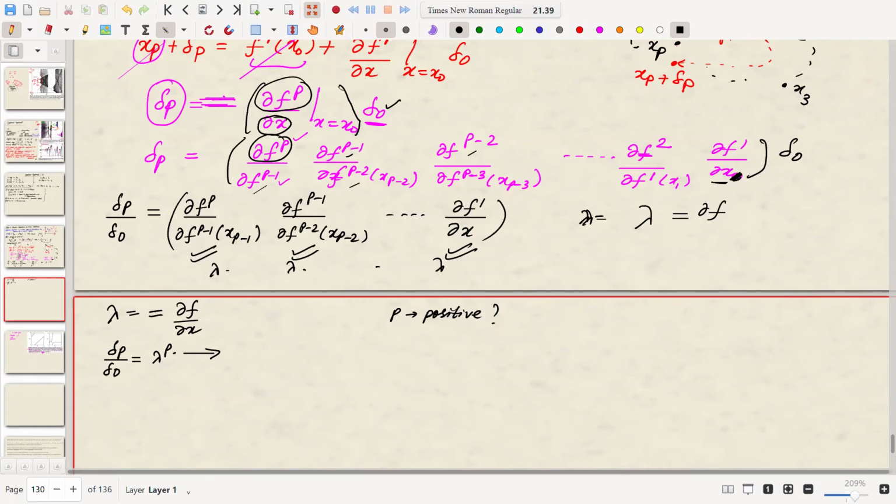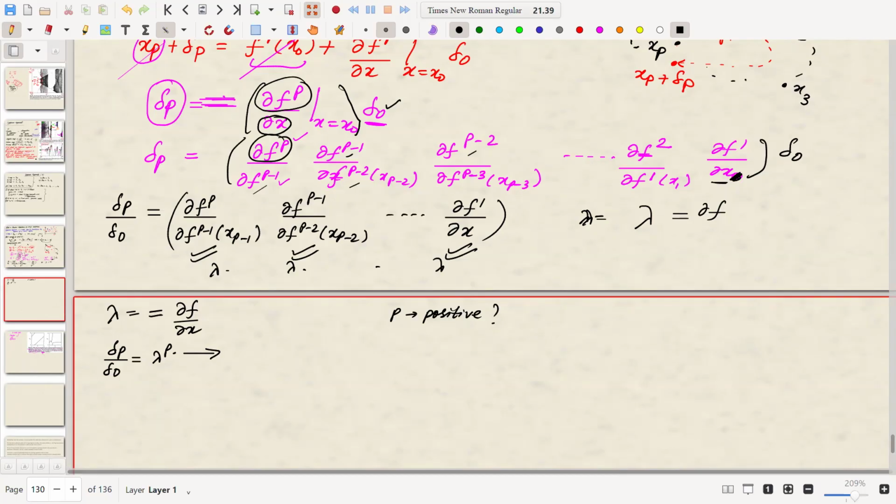If delta P has to be greater than delta naught, can lambda be negative? Can you have lambda negative and still have diverging initial conditions? If lambda is negative, then you cannot have diverging initial conditions. Lambda has to be positive for delta P to grow. Delta P has to grow, right? So lambda has to be positive because P is positive.